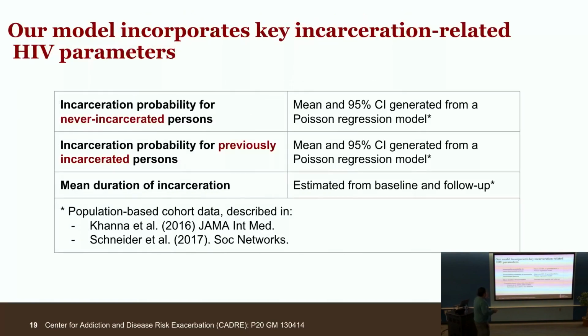And the main parameters that we focused on were the general incarceration rate amongst never incarcerated persons, the recidivism rate, so the incarceration probability rate for persons who have experienced incarceration before, and the mean duration of detention. We built those parameters into the model so we could track what segment of our agent population had been incarcerated or was under incarceration, and do more explicit modeling of the sexual networks and the healthcare parameters of these persons.